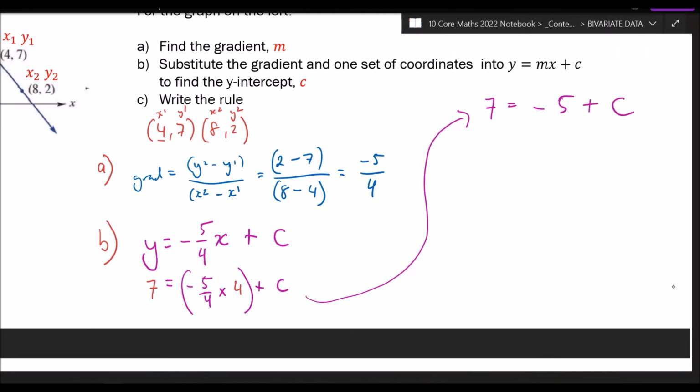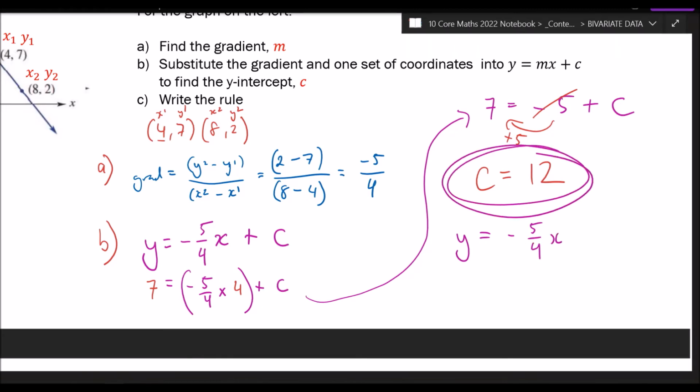Okay, what's my next step here, guys? Jonathan, what's my next step? If I'm trying to find C, what do I need to move? Negative 5. Good. If I bring it here, what happens? Turns to a plus 5. So what's 7 plus 5? 12. That means C equals 12. So, going back to our formula of y equals, so far we know that it's negative 5 over 4x. My y-intercept is going to be 12. There's my formula. Easy. Done.